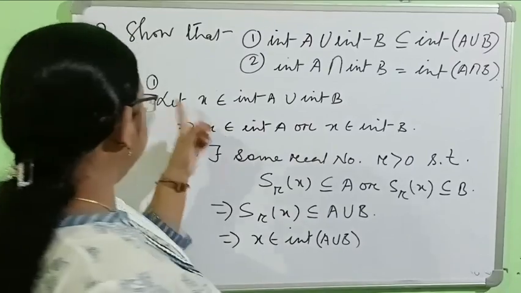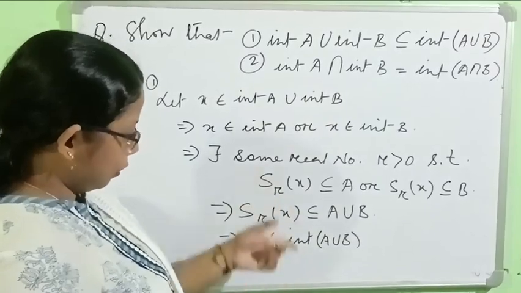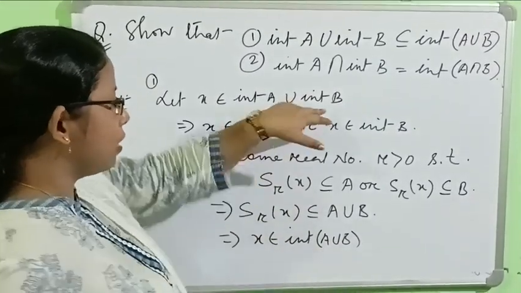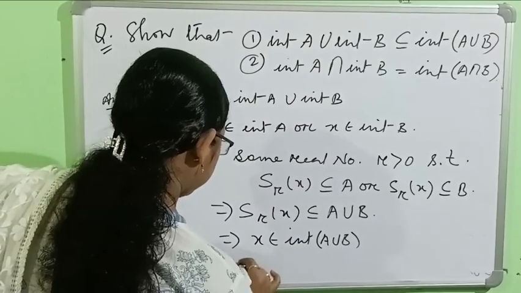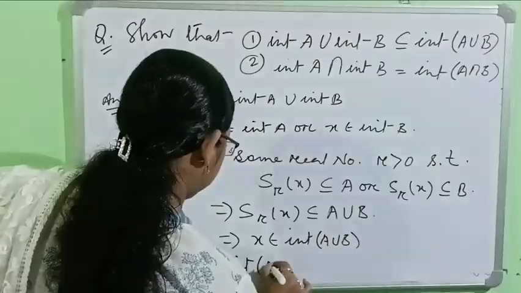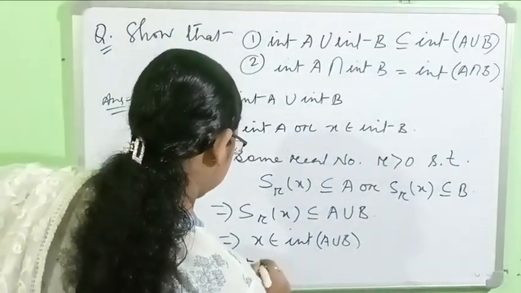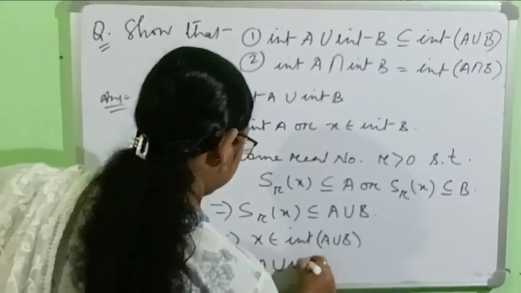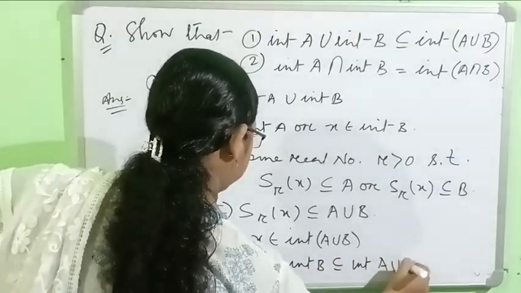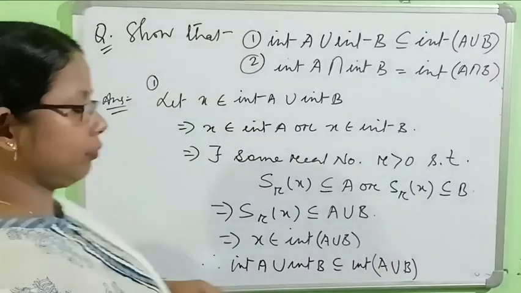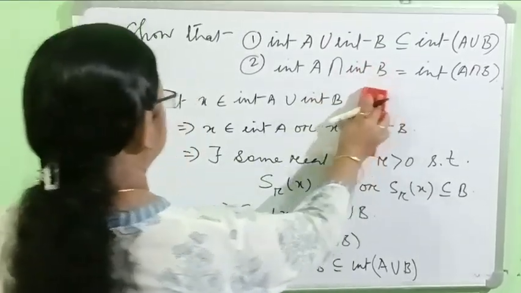We have considered x to be an arbitrary element in this union. We have found that after calculation x belongs to this set. That means this is a subset of this one. Therefore, interior of A union interior of B is a subset of interior of A union B. Okay. Next we are going to prove the second one.